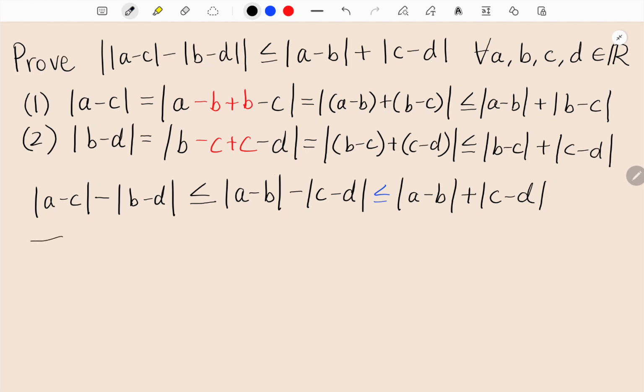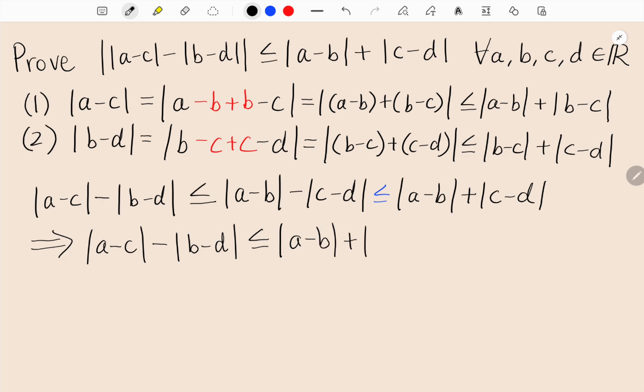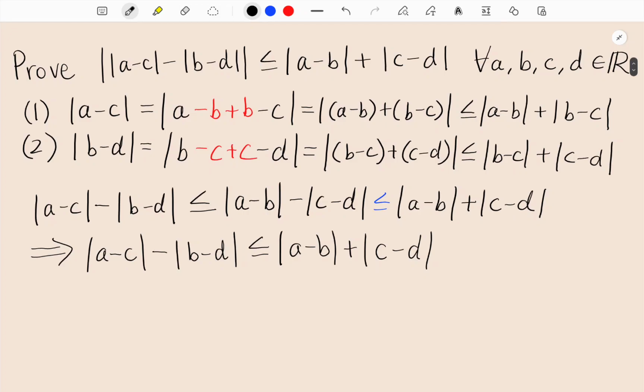Okay, so this will imply that the absolute value of a minus c minus the absolute value of b minus d will be less than or equal to the absolute value of a minus b plus the absolute value of c minus d. Okay, well, that's that part. So we see that's kind of like what we have over here, except that we still have an absolute value around this expression in the original statement.